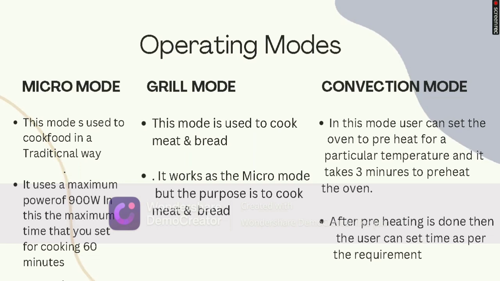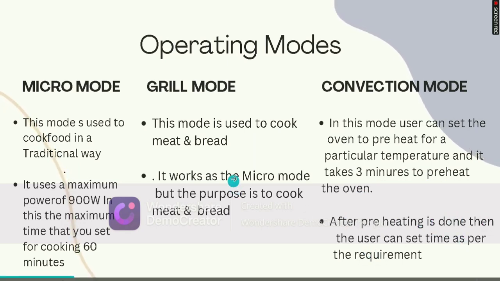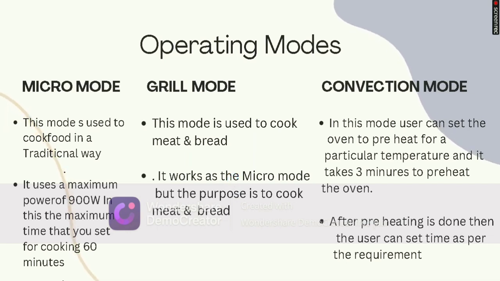Third is the convection mode. In this mode, the user can set the oven to preheat to a particular temperature and it takes 3 minutes to preheat the oven. After preheating is done, the user can set the time as per the requirements. Convection mode is ideal for baking cakes, cookies and roasting meats.